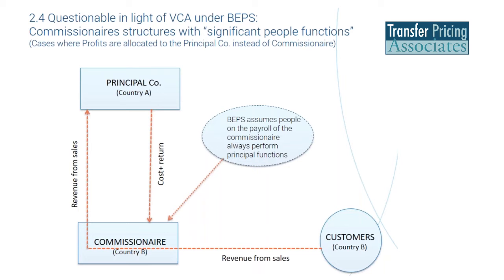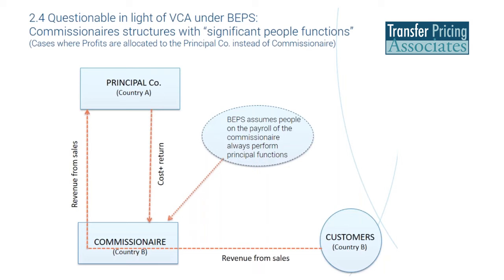The answer is no, because now things are driven by people function. If the commissioner has people function, if they're taking critical decisions, then it's very clear that the commissioner is not more like an agent. The commissioner is taking much wider functions. It's closer to a full risk distributor, except it's not taking inventory on its books. It's managing a lot of positions in the local territory, and accordingly, the returns which will go to the commissioner will be very high.